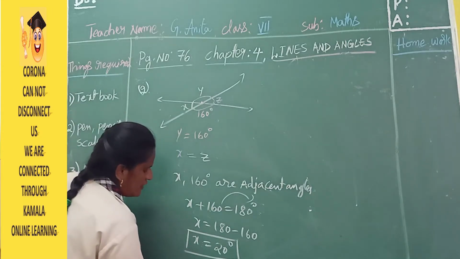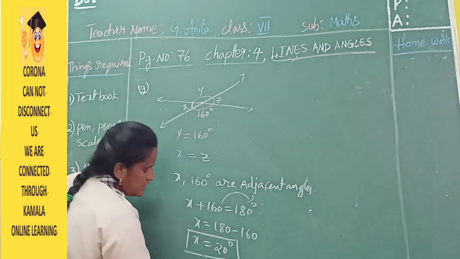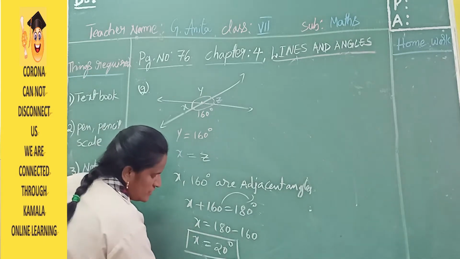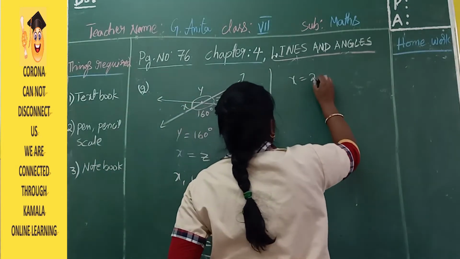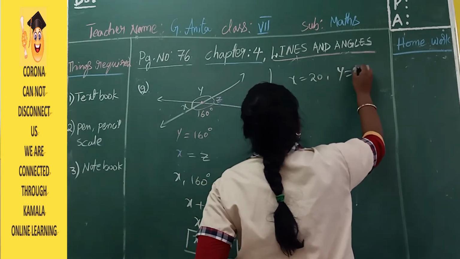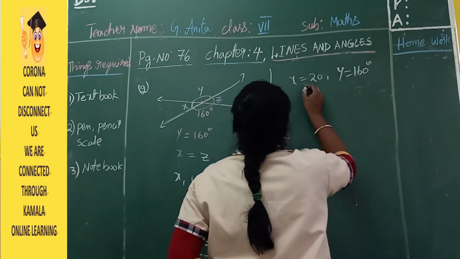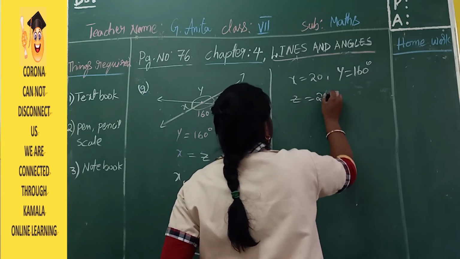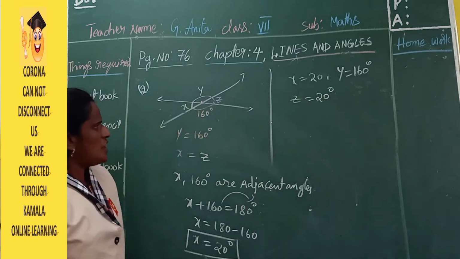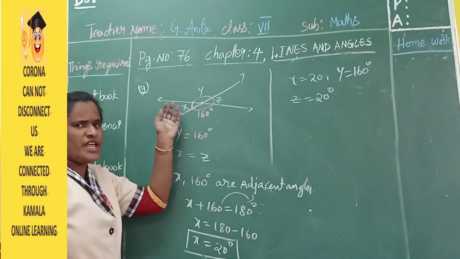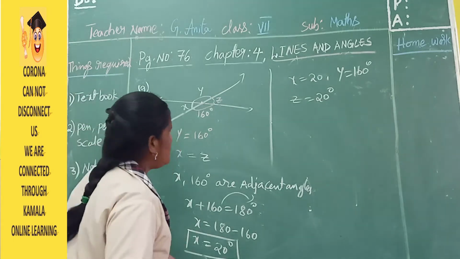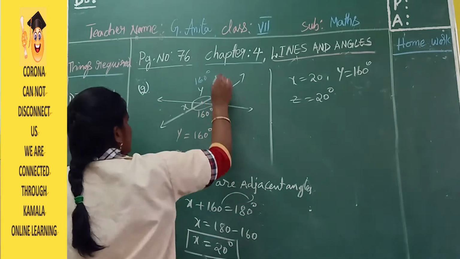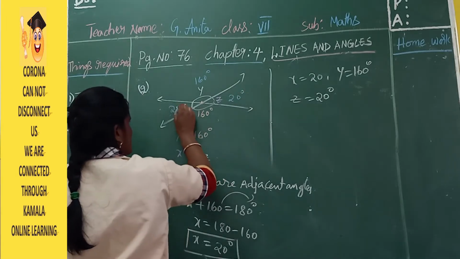x is equal to z, so already we know the x value is 20, so z is also 20 degrees. So x is equal to 20, y is equal to 160 and z is equal to 20 degrees. So you observe that it is possible for adjacent angles and vertically opposite angles to be checked. So this is 20, this is 160, this is 20 and this is also 20.